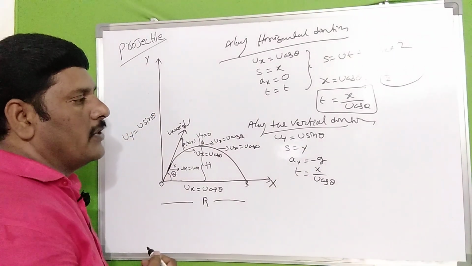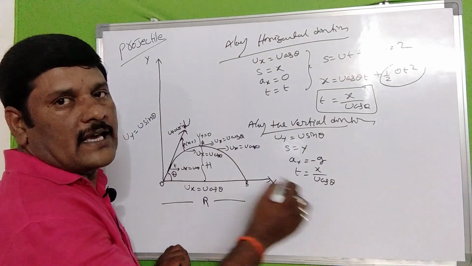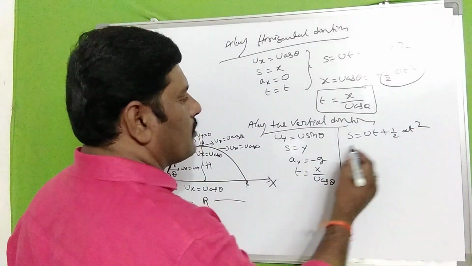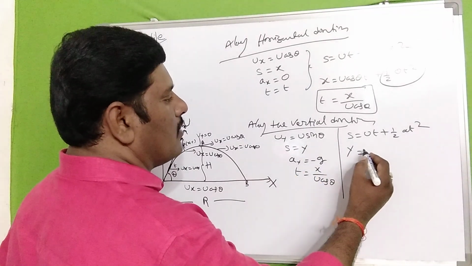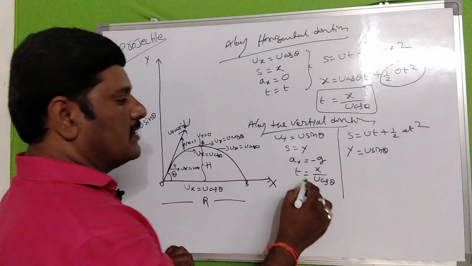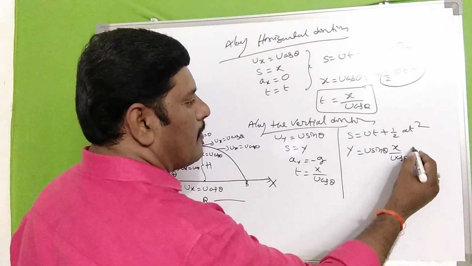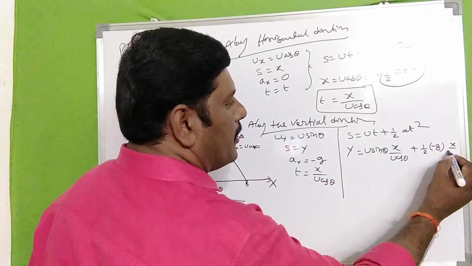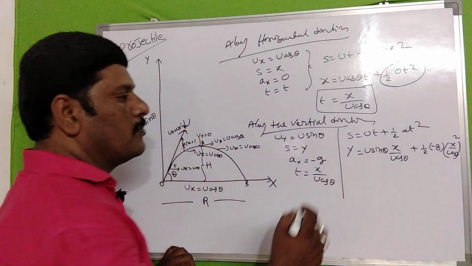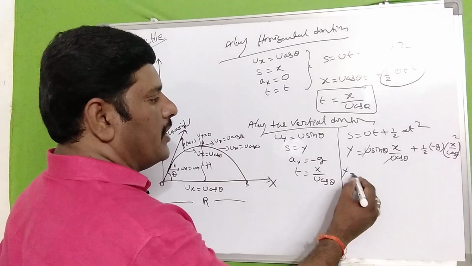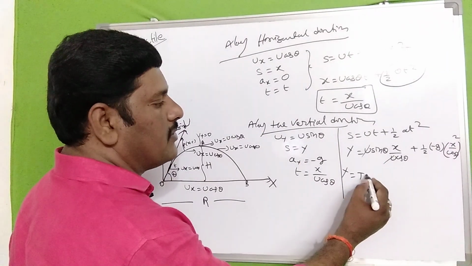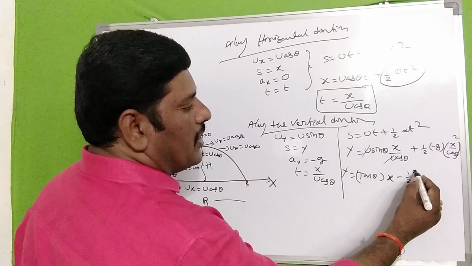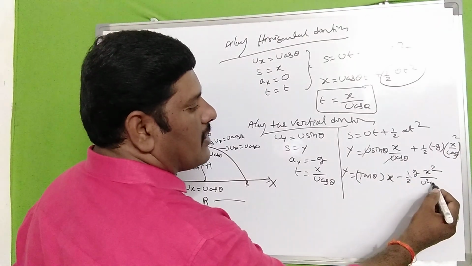Now we select the formula from the equations of motion, s equal to ut plus half a t square. So S is y, u is along the vertical direction u sin theta, and t is x by u cos theta, plus half of a, which is minus g, into t, where t is x by u cos theta, whole square. Now we simplify the formula. U gets cancelled. y equal to sin theta by cos theta, which is tan theta, into x, minus g x square by 2 u square cos square theta.